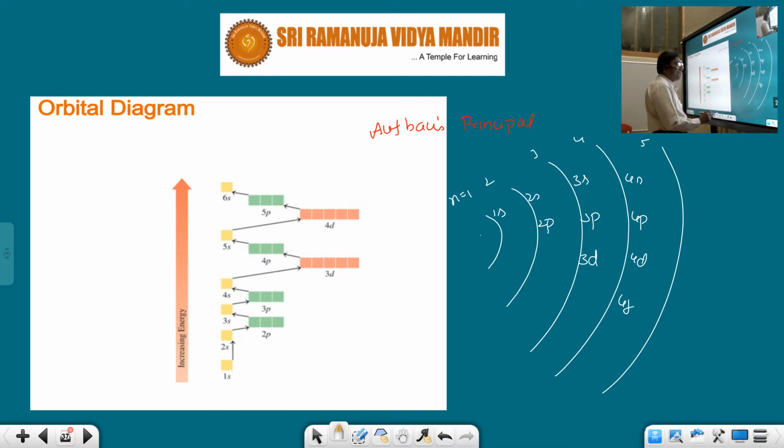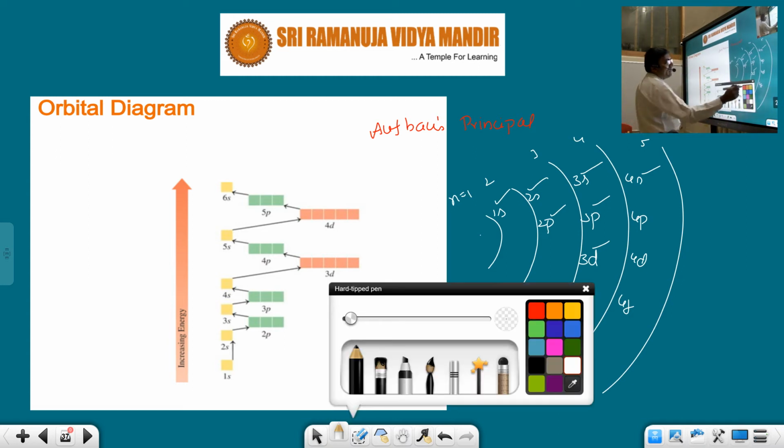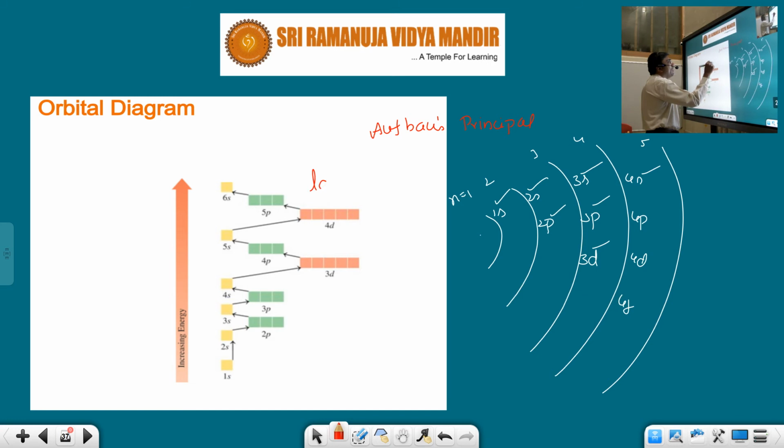Now you cannot fill the orbitals like this: first 1s, 2s, 2p, 3s, 3p, 3d, 4s. It's absolutely wrong. You cannot fill in this order. So there is some order. So what is it? It is based on the lowest n plus l value. Very, very important.